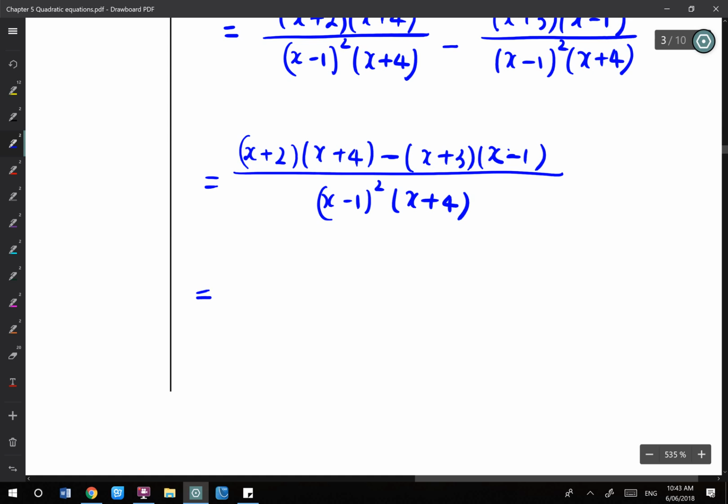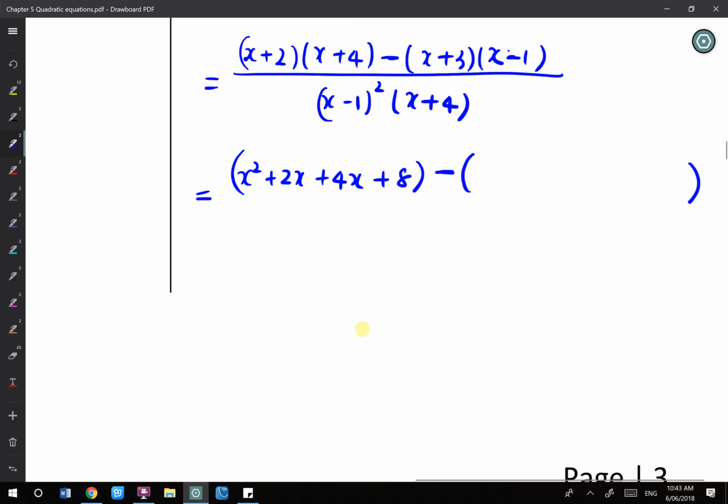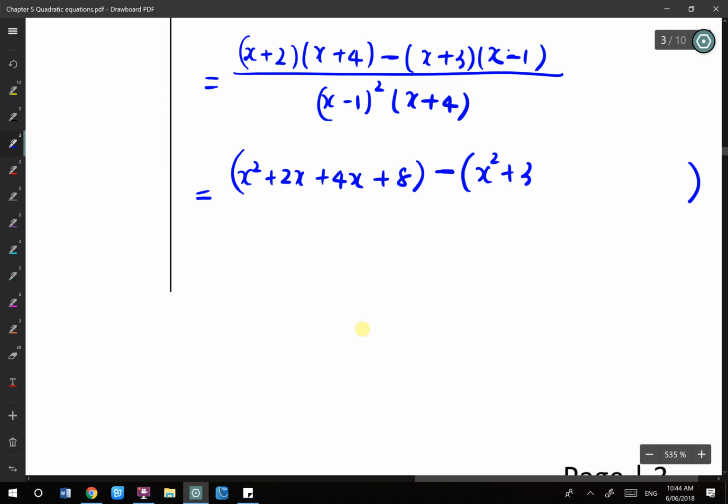Now I want to expand the top. I have x squared plus 2x plus 4x plus 8. That's the expansion for the first two terms. Now I need to expand the second two terms, and I need to put the answer in brackets. You can't just directly expand it; it must still be in the bracket because we subtract the result of the next two terms. So we have x squared plus 3x minus x minus 3, in brackets. Those two terms give you 2x.